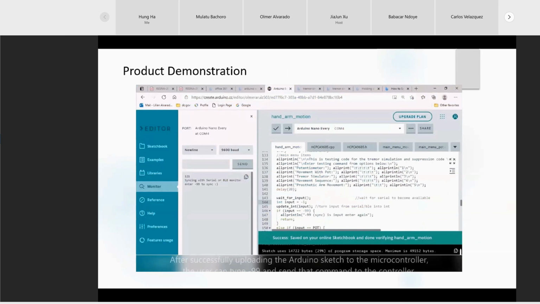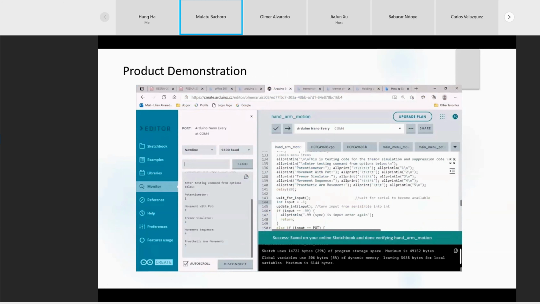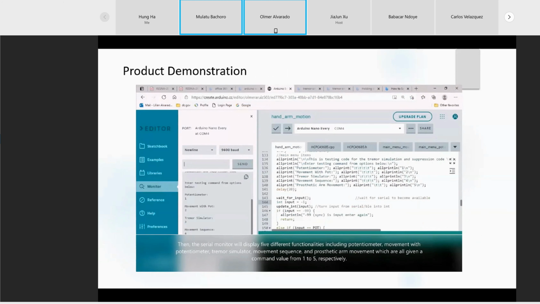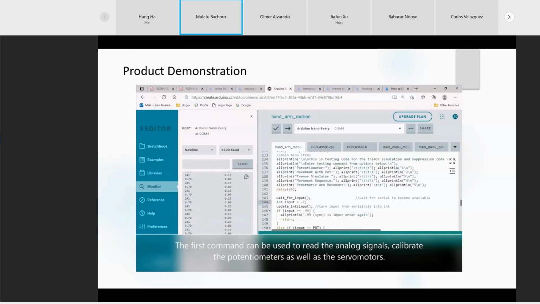I'm sorry for the quality of the video, but here we have a short demo of the simulator platform. You may not be able to hear it, but basically Olmer is explaining the different functionalities I already mentioned, and basically the way the software is designed, we are using the web editor.